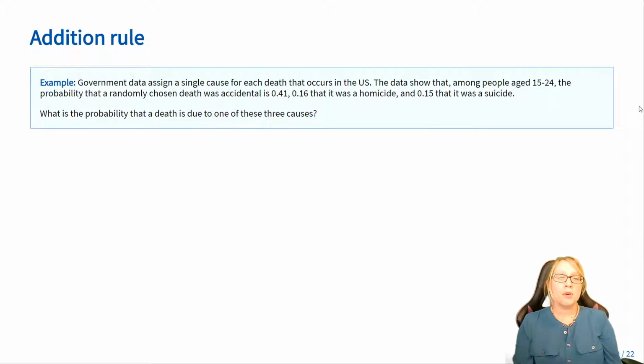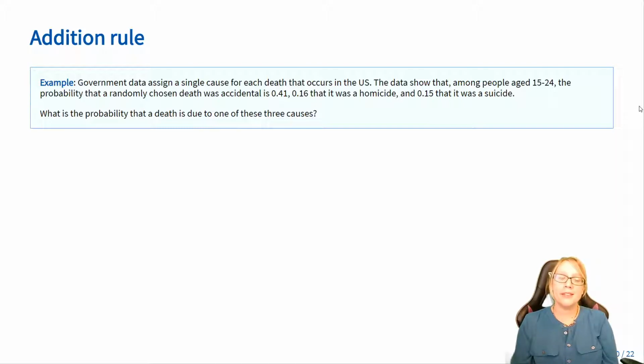So for example, we have data that attributes a single cause of death to each death in the United States. This data shows that among people aged 15 to 24, the probability that a randomly chosen death was accidental is 0.41. The probability that it was a homicide is 0.16. And the probability that it was a suicide is 0.15.